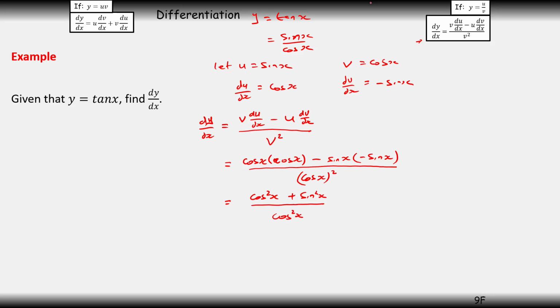Now, it's not written up here, but we know that sine squared x plus cos squared x is equal to 1, that's squared. So that means we've got 1 divided by cos squared x. We also know that 1 over cos x equals sec x. So dy by dx is equal to sec squared x. Okay. Good. So hit pause. Make some notes, copy the example down. Once you're done, hit play and we'll make some notes.